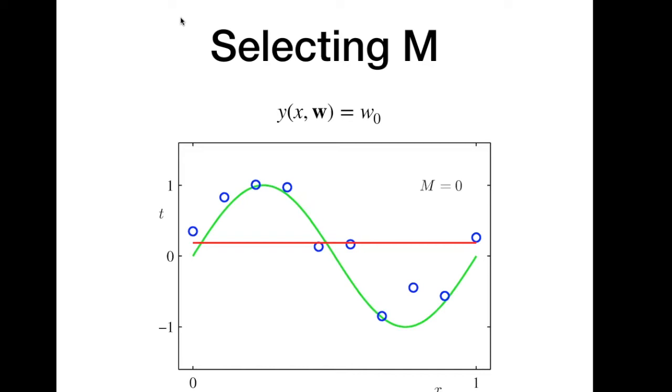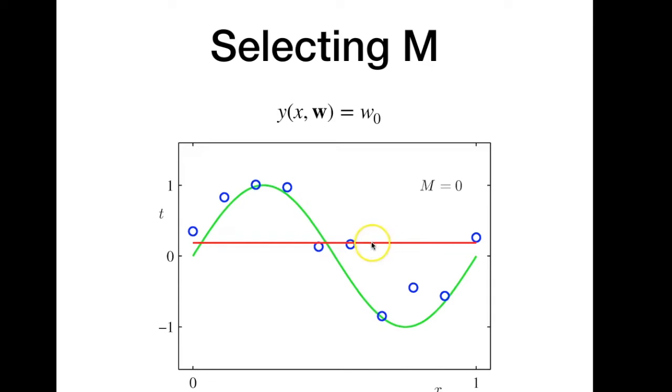Here is a crucial point. What should be the measure of the best fit? Should it be error on the training data or an independent test data? Let us try to understand this by first starting out with m equals 0. When m equals 0, you get a constant function which is w0. So this is shown by a red line on your screen.